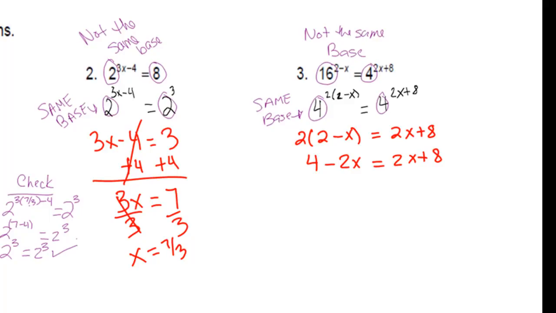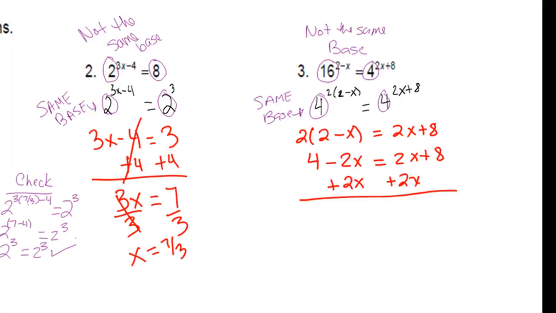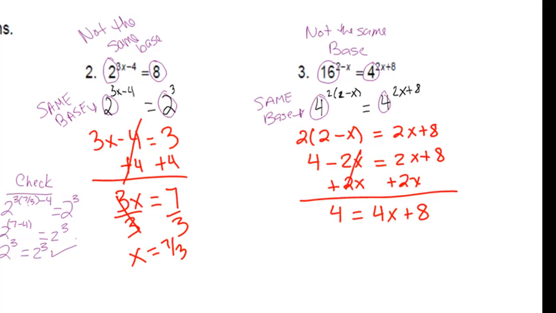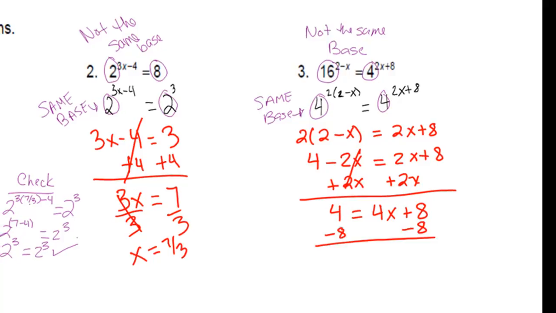We need to solve for x. So the first thing that I'm going to do is move the negative 2x on the left side to the other side. So plus 2x plus 2x. The one on the left side of the equal sign will cancel. So we have 4 equals 4x plus 8. Now in order to solve for x, we need to get rid of that 8. So we're going to have to subtract 8 from both sides.